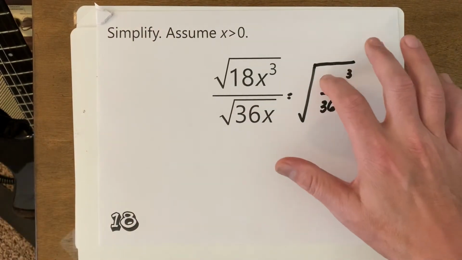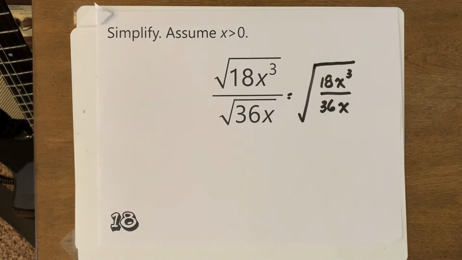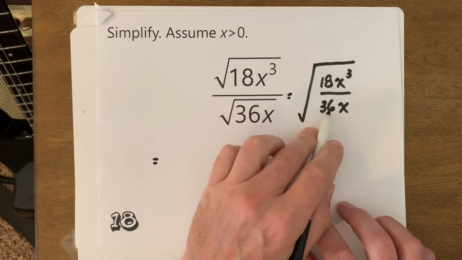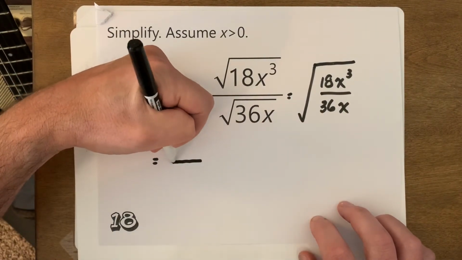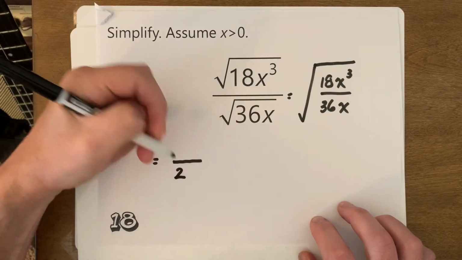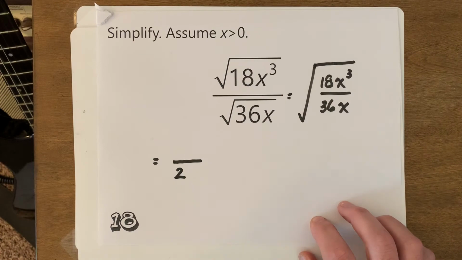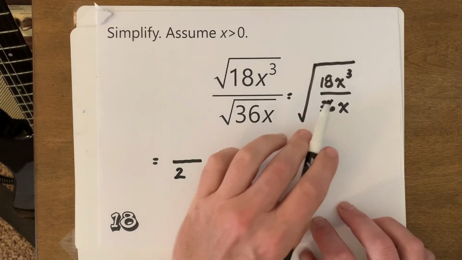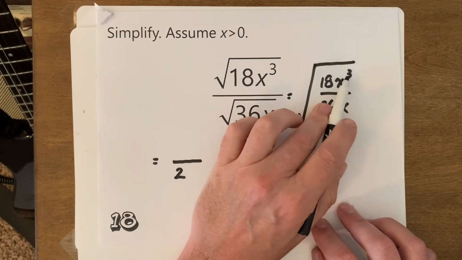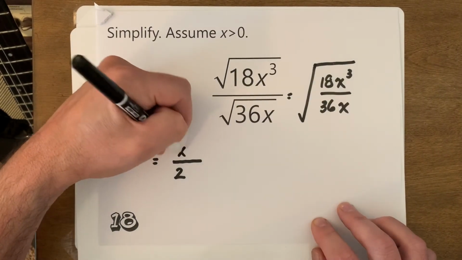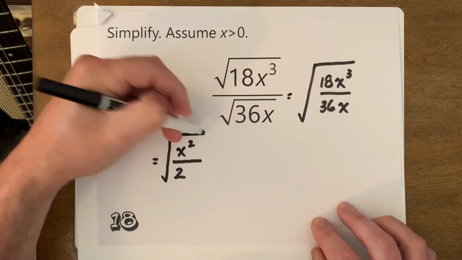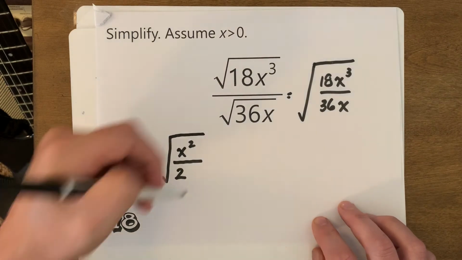Okay. Well, 18 and 36. 18 goes into 36 twice. So let's see what that's going to look like. That one right there is going to cancel with one of those. It's going to leave one in the numerator, but a 2 down here. I don't like to write that 1 up here unless I have to, unless there's nothing else there. There's going to be 3 x's in the numerator, 1 x in the denominator. This one's going to cancel with one of those and leave an x squared up here. So I have the square root of x squared over 2.